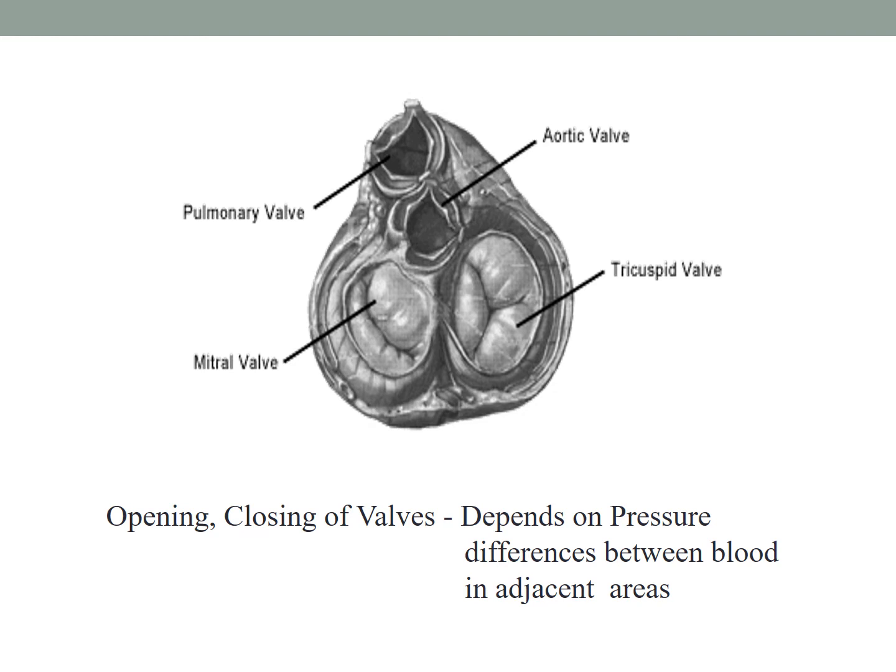This is the transfer section of the valves. Pulmonary valve and aortic valve are the semilunar valves, and mitral valve and tricuspid valve are AV type of valves. The opening and closing of these valves depends upon the pressure and the difference in the blood in adjacent areas. These two factors are important for opening and closing of the valves.